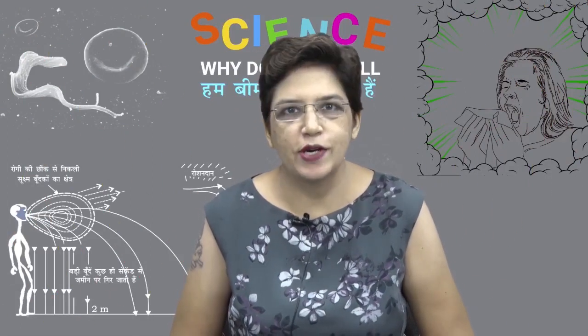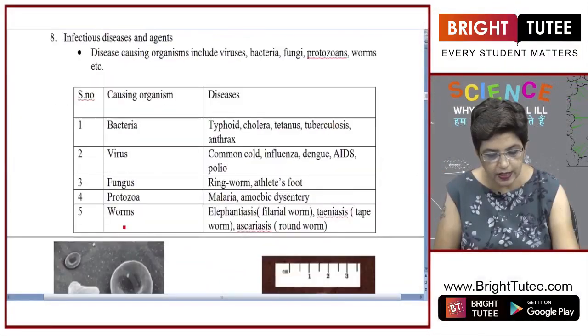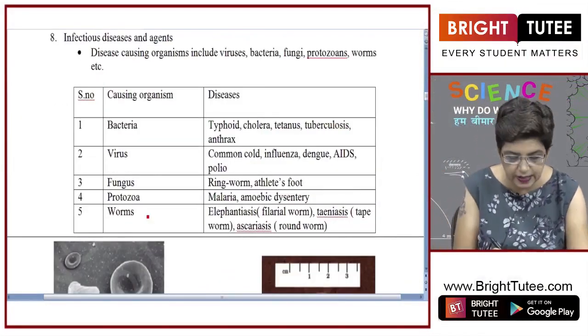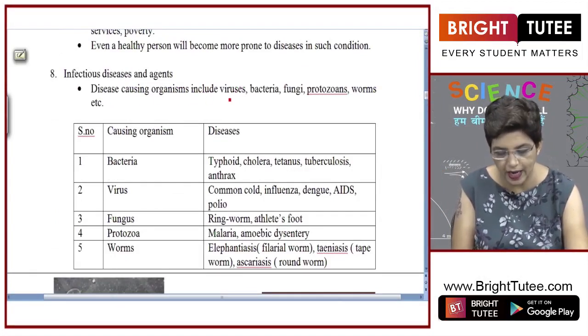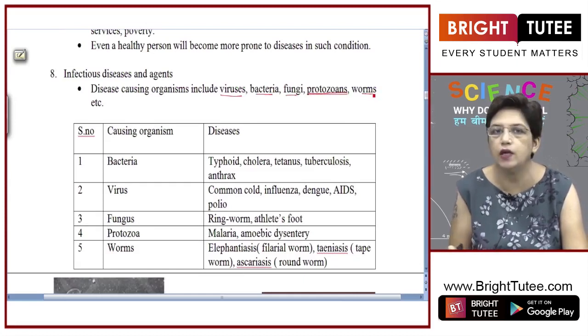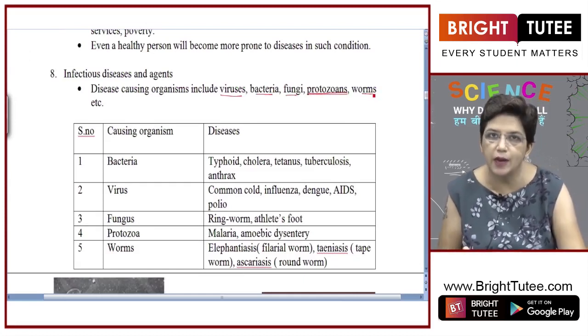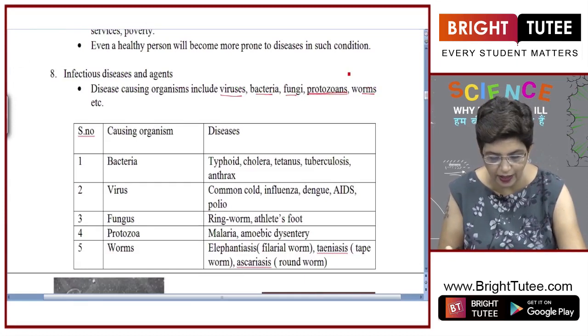Hello students. Today I'll take up the next chapter of biology, that is, why do we fall ill. The next topic is infectious diseases and agents. The disease causing organisms include these categories: viruses, bacteria, fungi, protozoans and worms. We can divide the pathogens into these 5 categories.